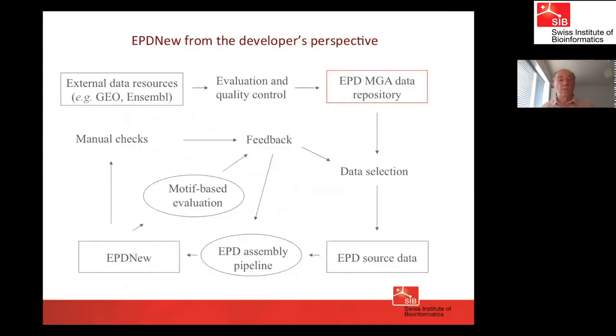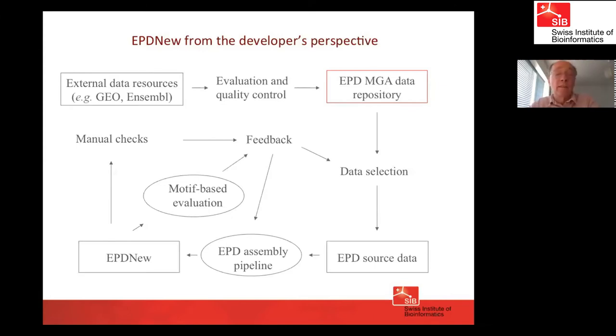Now, this is the most important slide of my talk. It's a busy slide, and it explains, in principle, everything you have to know about the new EPD in order to understand what it is. So it all starts with external data, for instance, from GEO, from Ensembl, from EBI. And in particular, we need as input CAGE data or similar data and gene annotation catalogs like the GENCODE gene catalog.